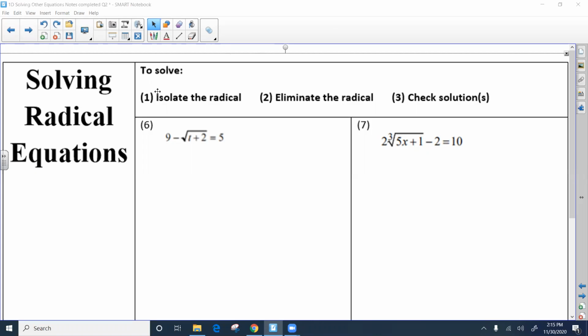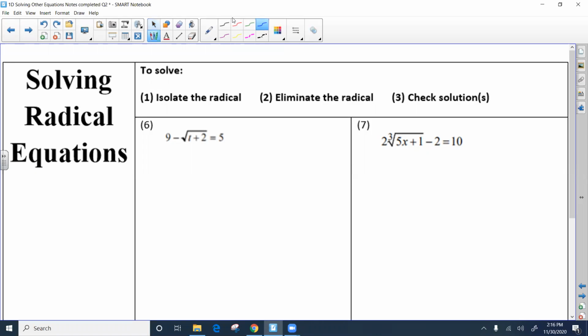To solve a radical equation, step 1, we have to isolate the radical. Then step 2, we need to eliminate the radical. That means we have to get rid of that radical. And the third thing we have to remember is to check our solutions, because like rational equations, we can have extraneous solutions. So we do want to make sure we check our solutions when we're solving radical equations.